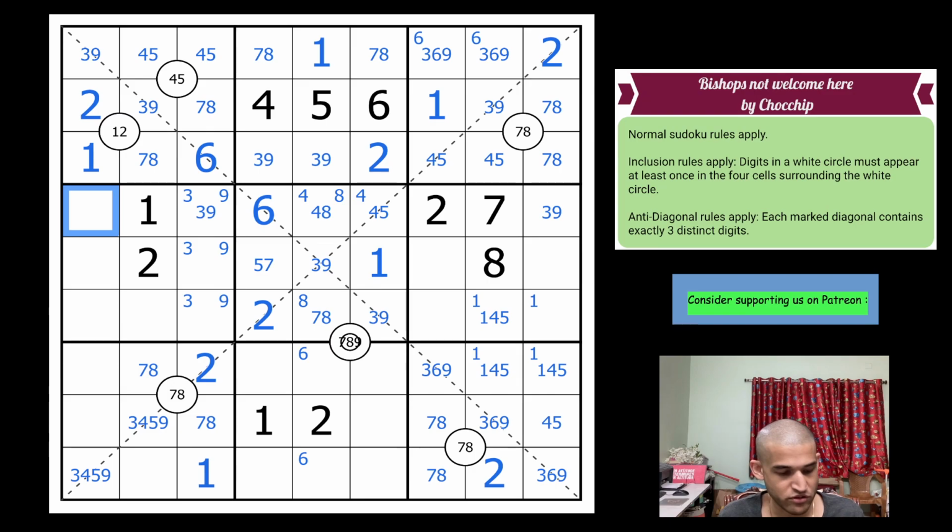So this will be a 4, 5, and 8, but you have a pencil mark of 4 here. That's a 5, 8 now. I have a 3, 9 here, a 3, 6, 9 here. Okay. What next?